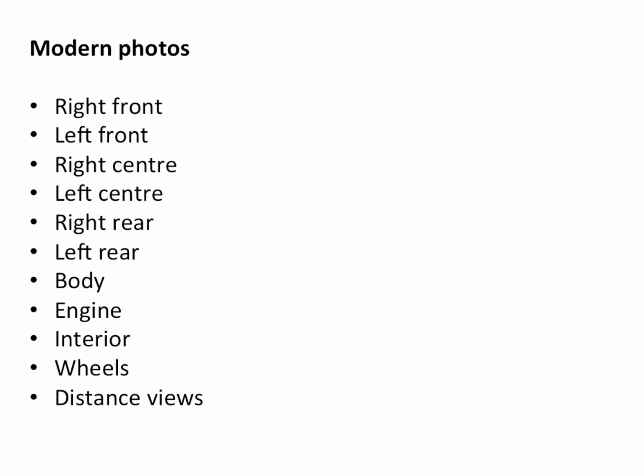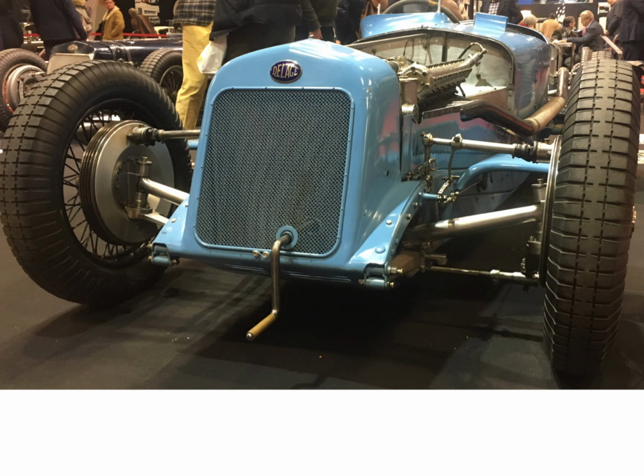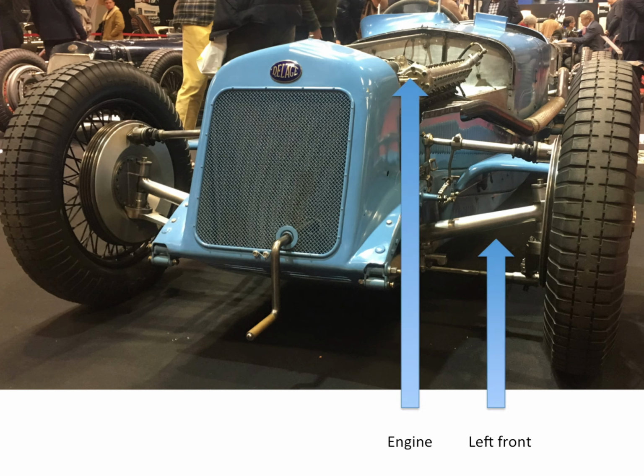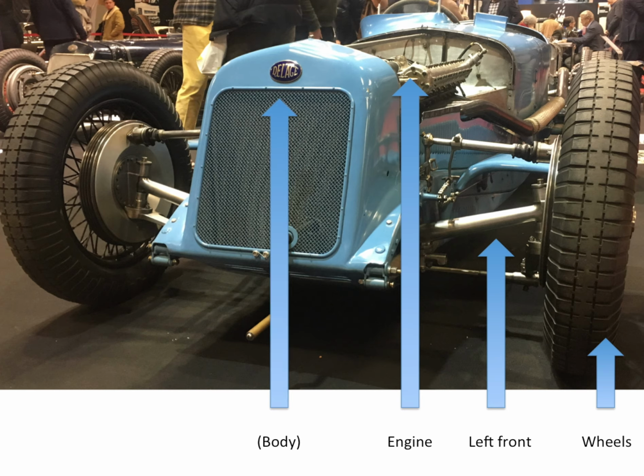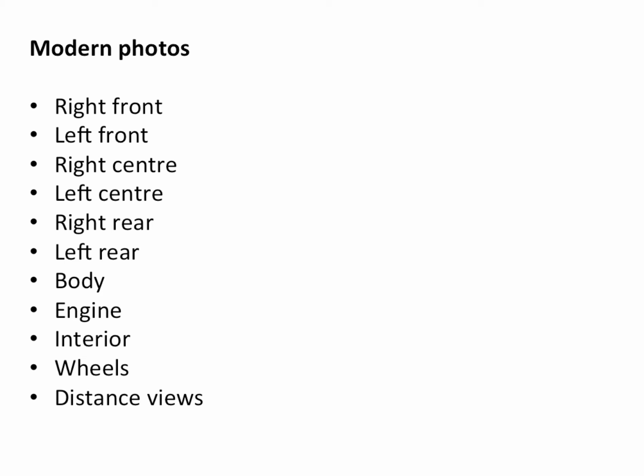Picture by picture a choice was made to copy it into one or more maps. For example, this picture was copied into 3 maps: left front, engine and wheel. Slowly but surely the 11 maps were filled. Using the same indexing, I arranged restoration pictures and drawings.